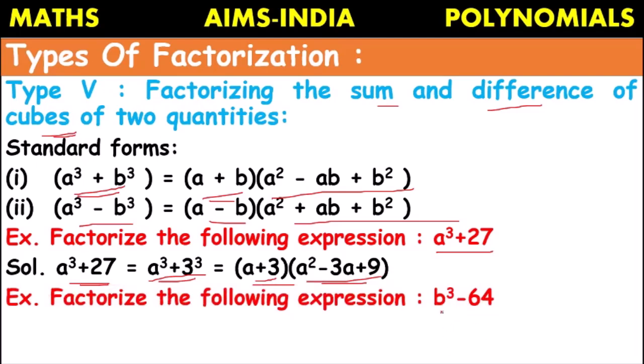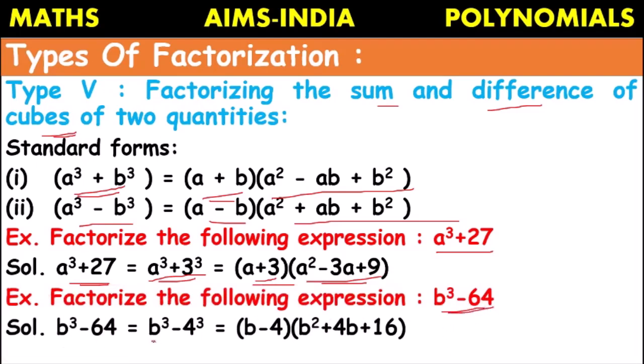In the same way, suppose I have b cube minus 64, I will write it as b cube minus 4 cube. So directly by using the formula of a cube minus b cube, I can write it as (b minus 4) into (b square plus 4b plus 16). So like that, by using the algebraic identities also, I can write the factors. So like this, we have 5 types of factorization of polynomials.